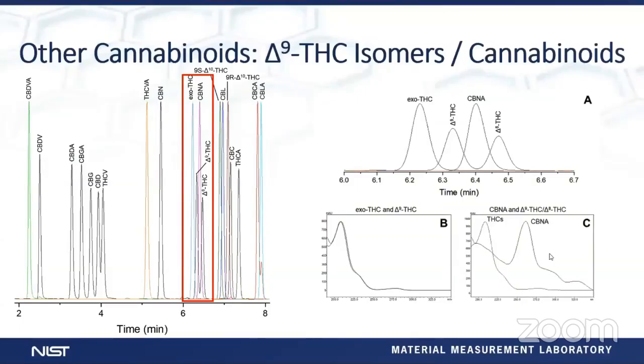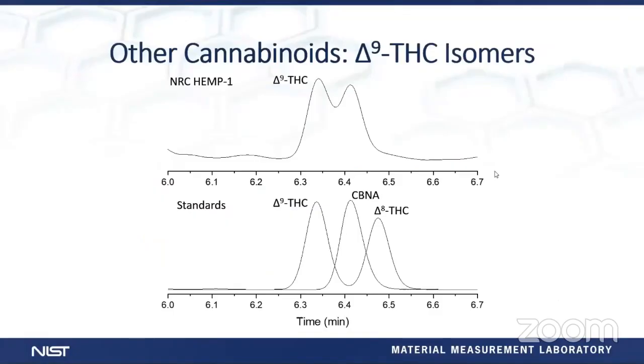But you can see in part B of the figure that exo-THC and delta-9 THC have almost identical UV-vis spectra. So it's very important that you can separate those two out from each other. And I'll show you some examples of why that is a little bit later on. Now, CBNA that elutes between delta-8 and delta-9, you can see there, they have very different absorbance spectra. So you would clearly identify CBNA being present there instead of one or the other.